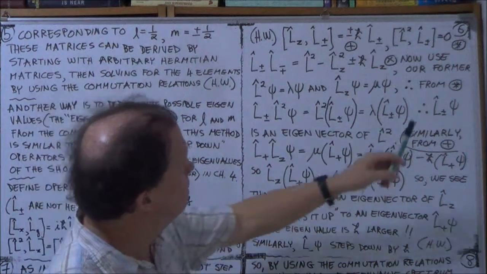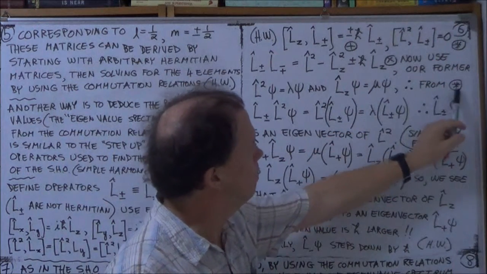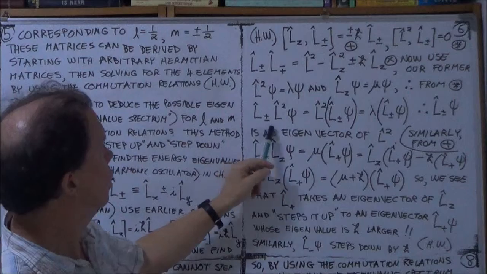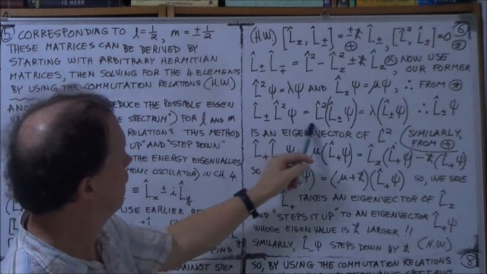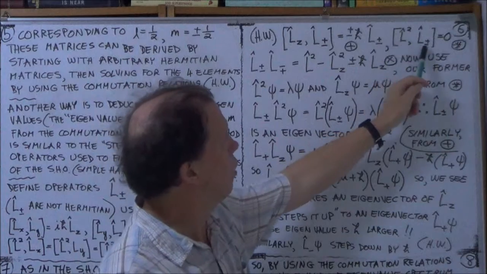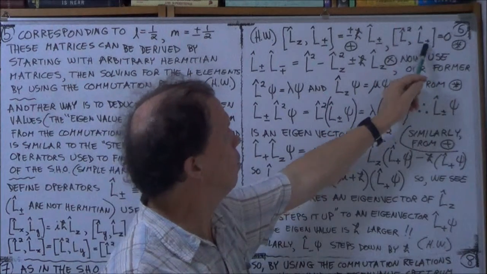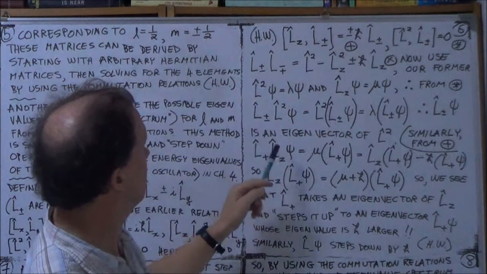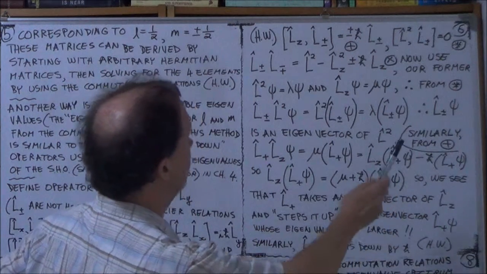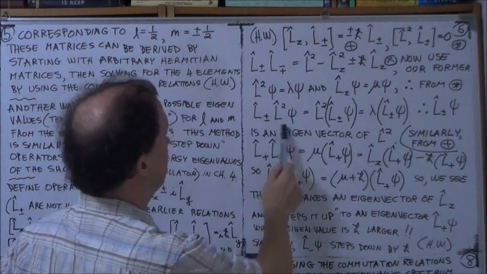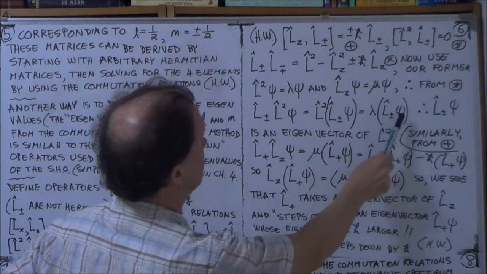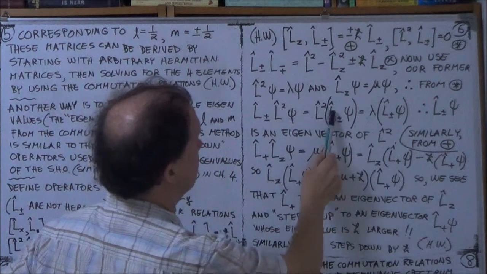All right, so from star circle, show that this is true. Seeing that that's true is pretty easy, because the commutator is zero, so L squared L plus will be the same as L plus L squared. So that's what you've got here. L squared psi, that's the left-hand side of an eigenequation, so L squared psi is lambda psi. That's just a constant, and you've still got this here.